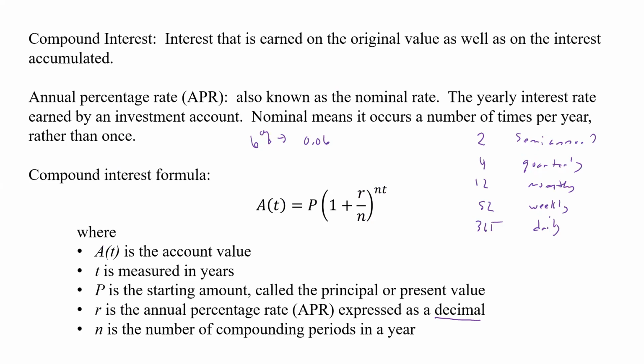And what they can do is they can ask for any of these values, and being good algebra people, we know how to solve for anything in this, and we can just do that. Now, the majority of the time they're going to ask for A of some number, but sometimes they might ask what is the principal or what is the time. And so you have to be able to solve for any of those.